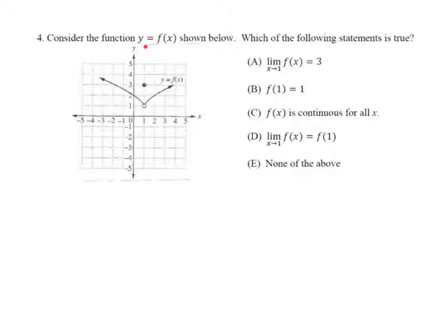Consider the function y equals f of x as shown. That's this graph here. Which of the following is true? A. As x approaches 1, y approaches 3. Let's see. As x approaches 1, it looks like to me y is approaching 1. Therefore, this is a false statement. That should be a 1.